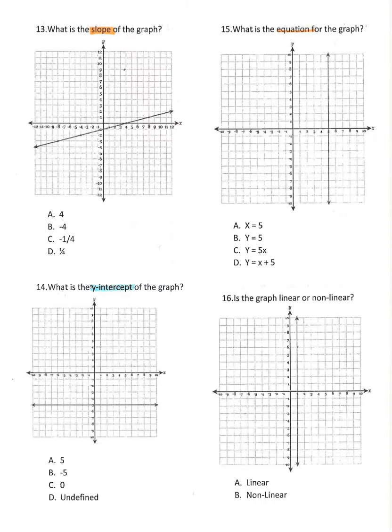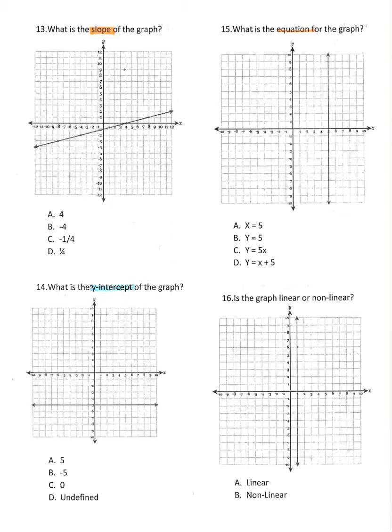Number 13, what is the slope of the graph? A, 4, B, -4, C, -1/4, or D, 1/4. Number 14, what is the y-intercept of the graph? A, 5, B, -5, C, 0, or D, undefined.